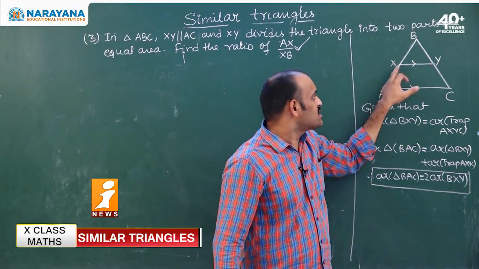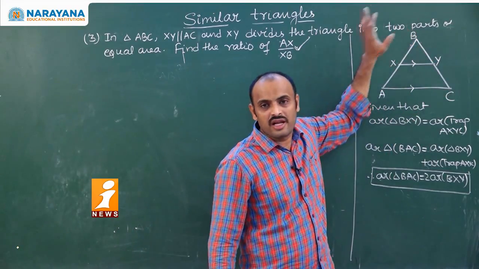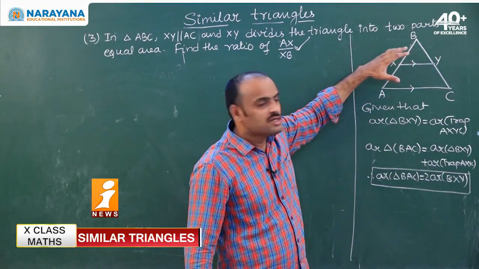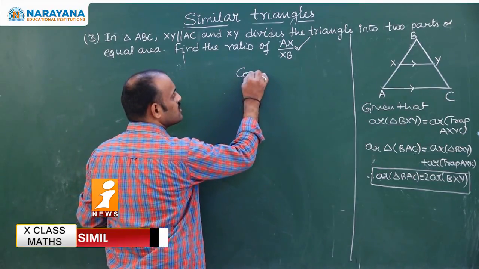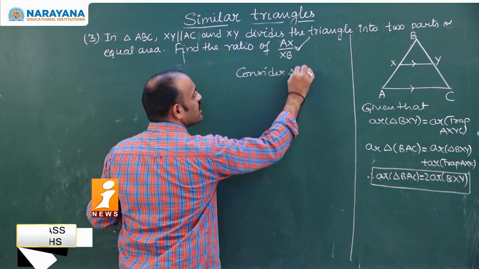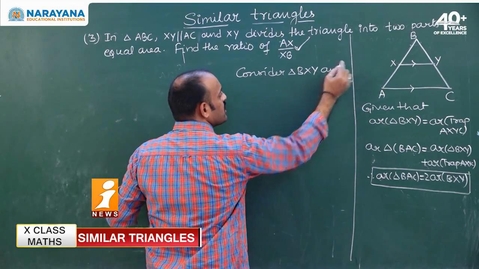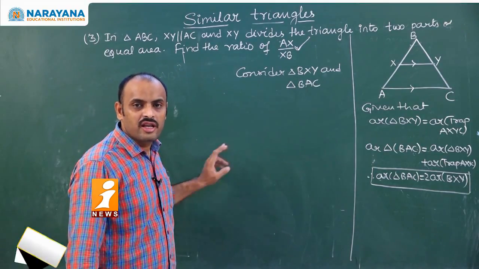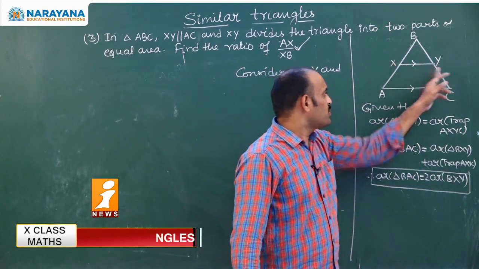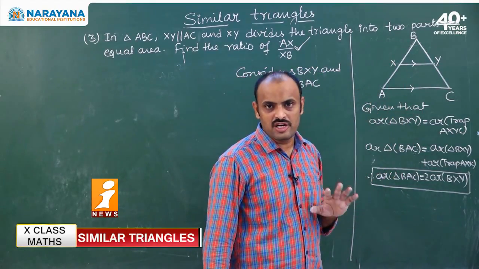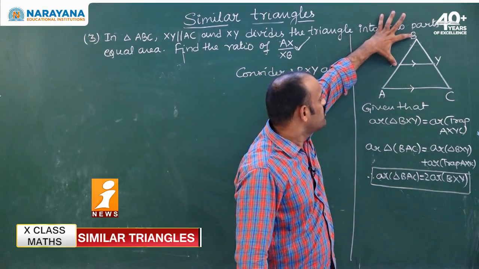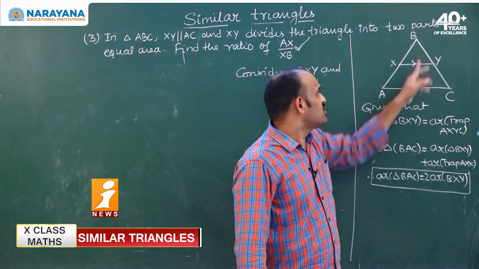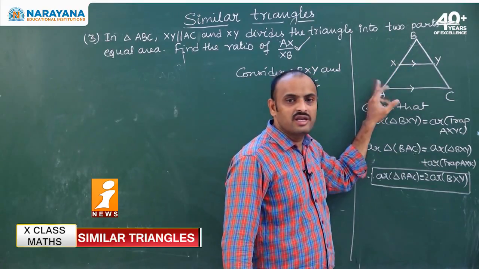What I do is, I will consider the upper triangle and the bigger triangle. I will try to prove them similar. Consider triangle BXY and triangle BAC. There are only two ways. As these two are parallel, I have to make use of the basic proportionality theorem. Then I will get the ratio of BX by XA is equal to BY by YC. But we do not know the ratio of BY by YC, so we cannot find BX by XA.